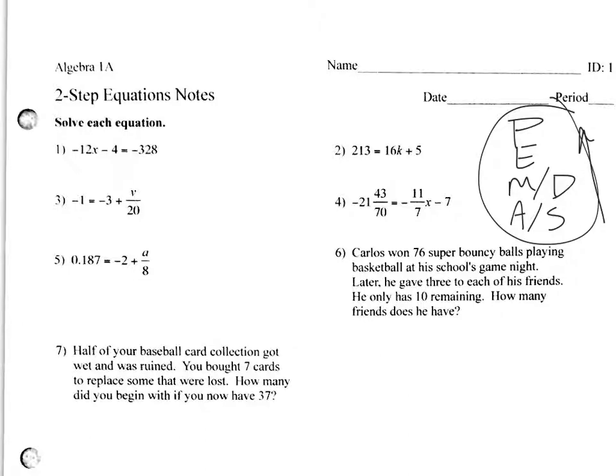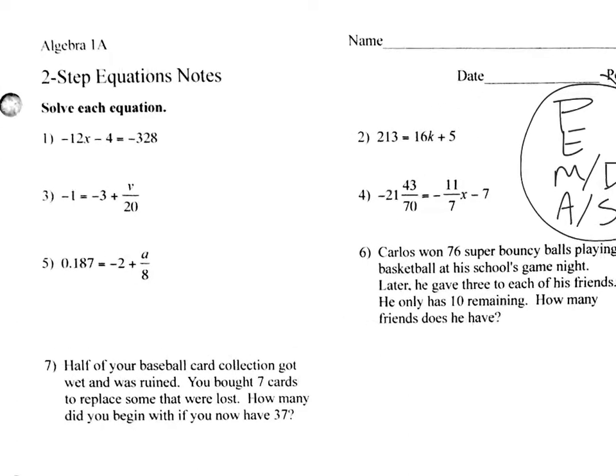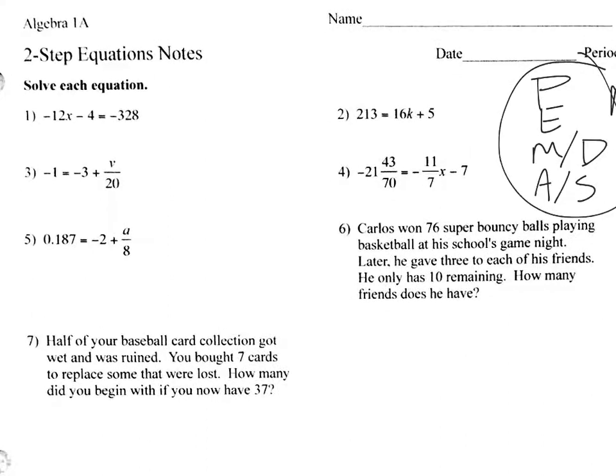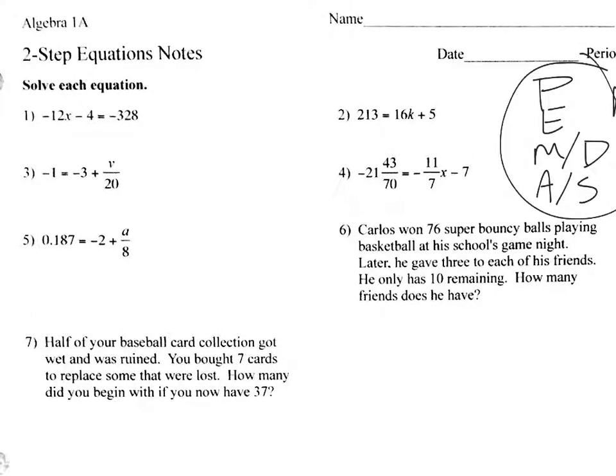Now, here's what I mean by that. Let's take this first example we have here. I'm going to expand this a little bit. If I want to get x by itself, one of the first things I need to do is isolate the variable. Well, how do I do that? I do the reverse order of operations. In other words, if there's any addition and subtraction, I have to get rid of that first. So here I'm going to add 4 to both sides. When I do that, I get, I'm going to write it over here to the side, negative 12x equals negative 324.